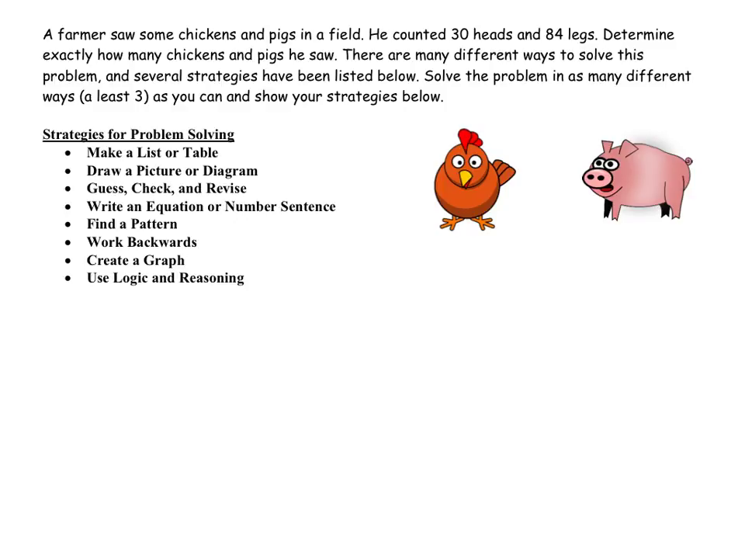A farmer saw some chickens and some pigs in the field. He counts 30 heads and 84 legs. Determine exactly how many chickens and pigs he saw. There are many different ways to solve this, and you can use whichever method you like. So take a moment and figure this out.